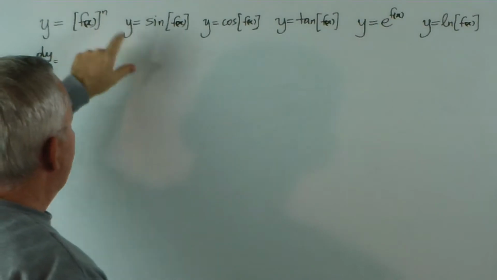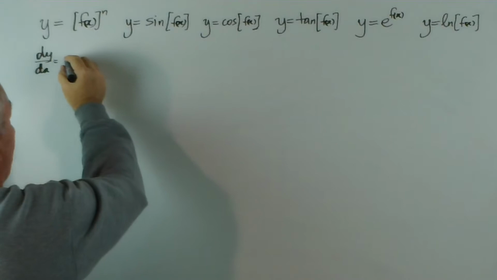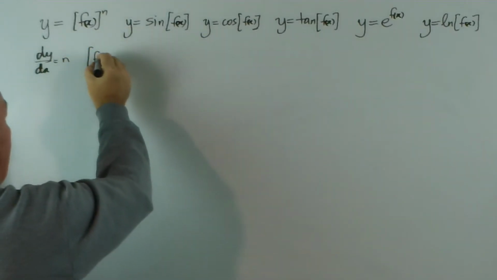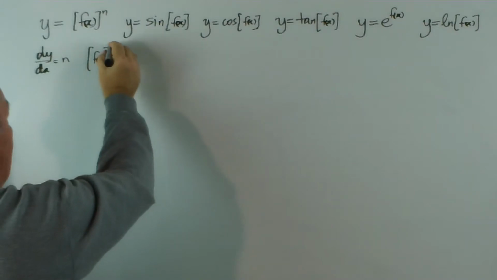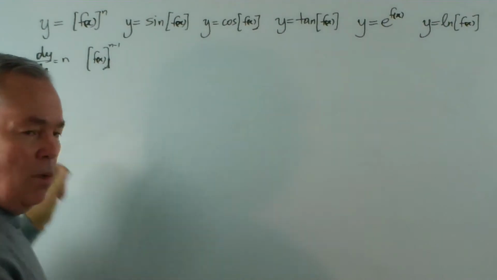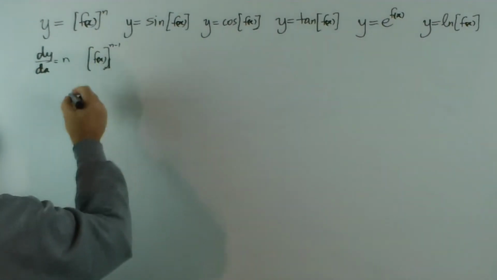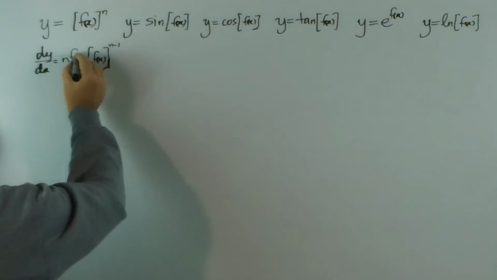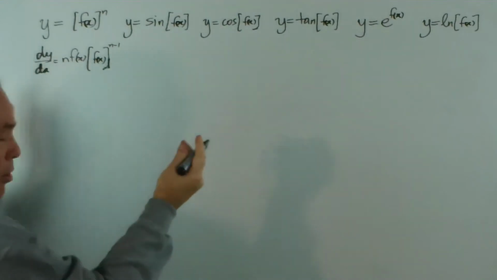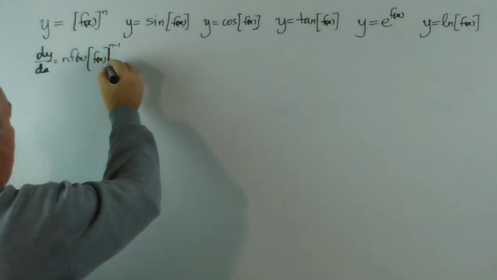The outside function here is the power, and the way we would deal with that is the n would come down and we'd have whatever is inside to the power n minus 1. But then, using the chain rule, we would multiply by the derivative of what's inside. And I'm actually going to write it at the front here, rather than at the back. They're multiplied, so the order doesn't matter. I'm going to write it in the order I prefer.